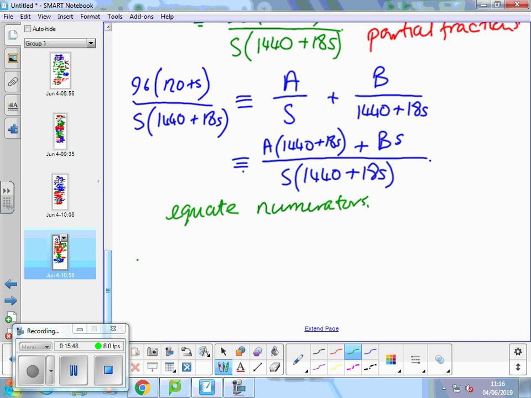So we can say 96 over (120 plus S) is equal to A over S plus B over (1440 plus 18S), so A times (1440 plus 18S) plus BS.